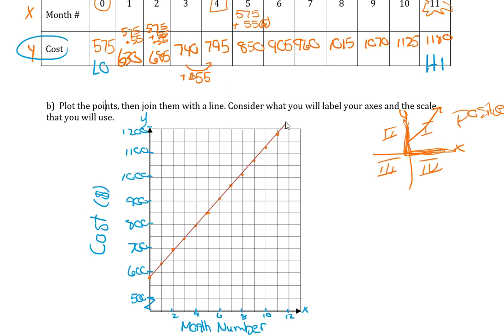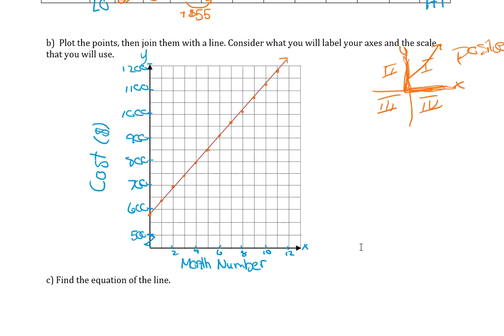So my line gets an arrow right here because he could have the phone longer than 11 months or 12 months, but there's no arrow down on this bottom end because at the y-intercept he can't have the phone any less than 0 months. So this time we do not put an arrow on this side, we just put an arrow up here.